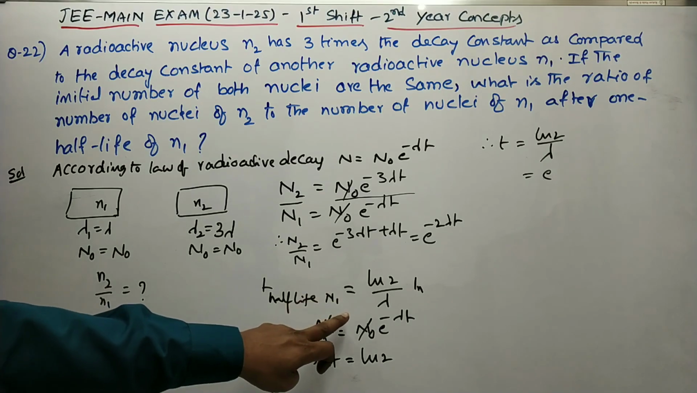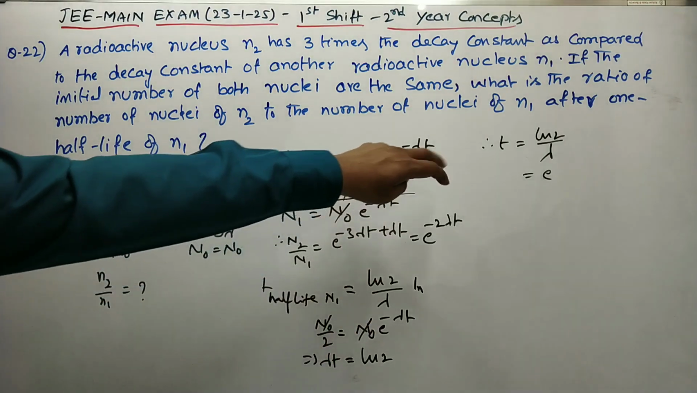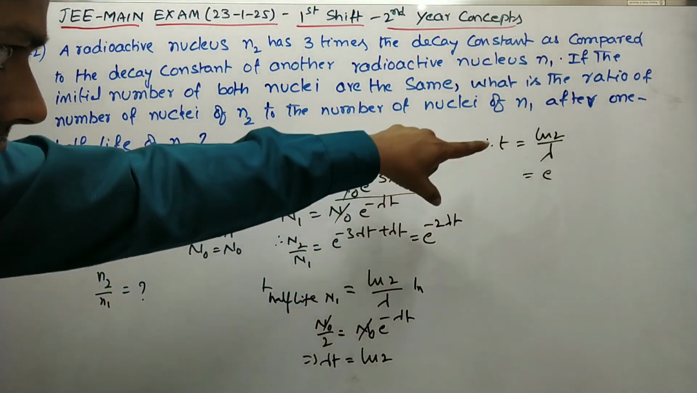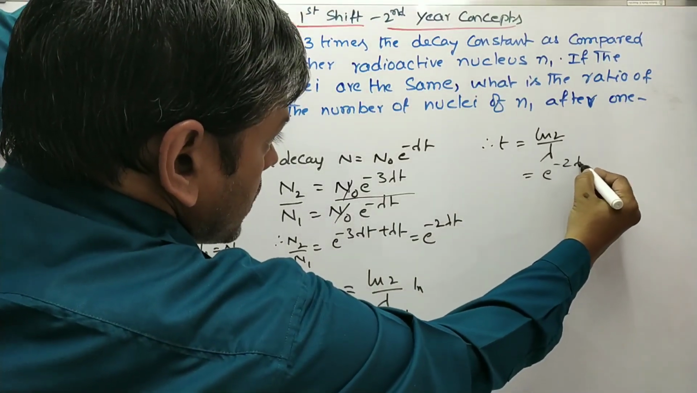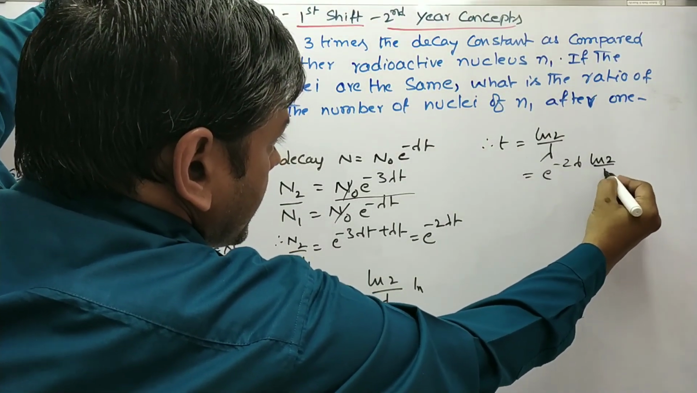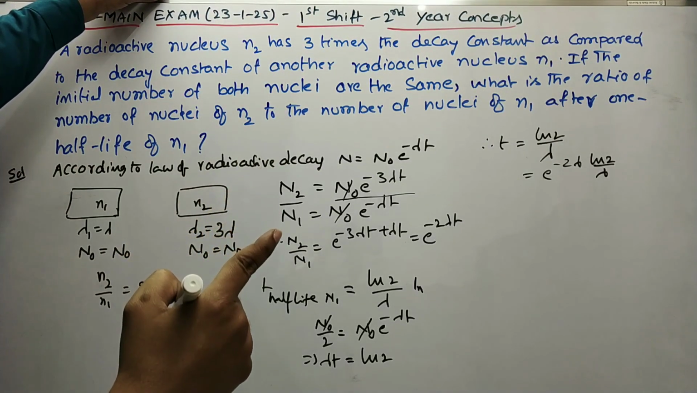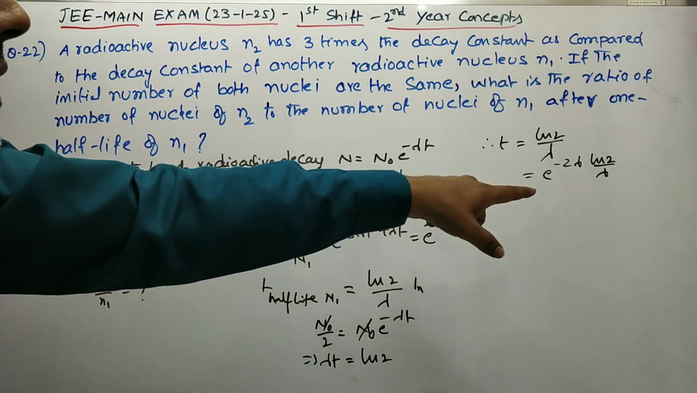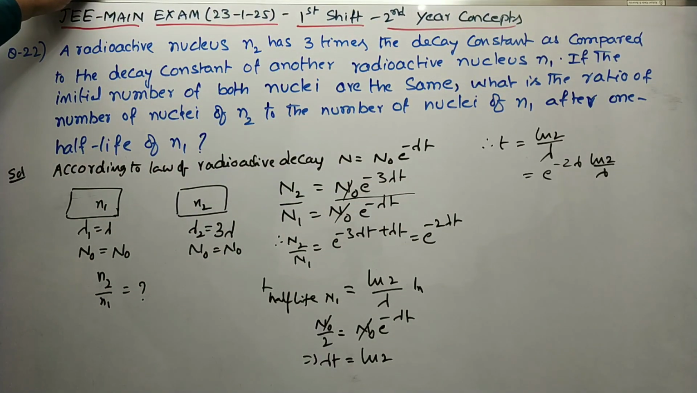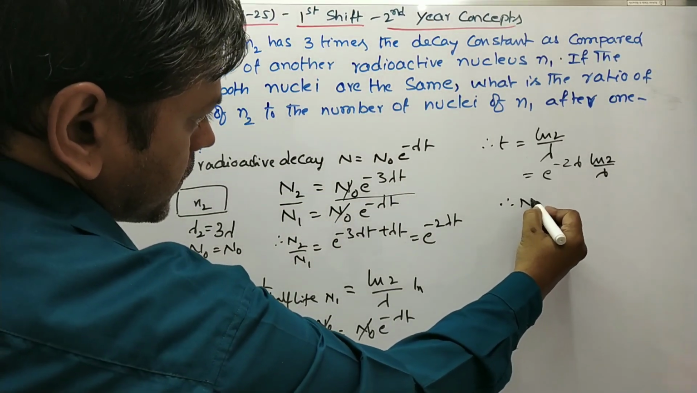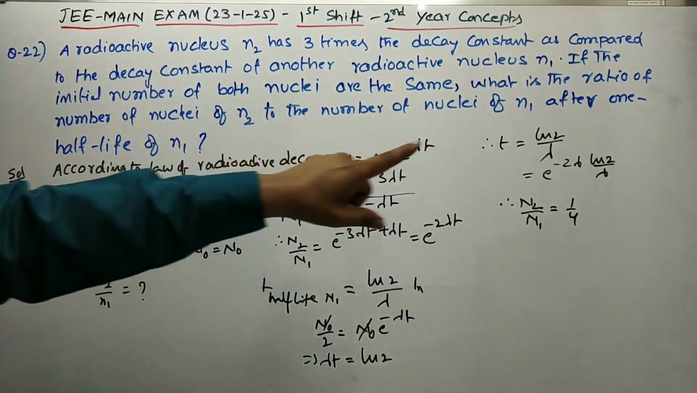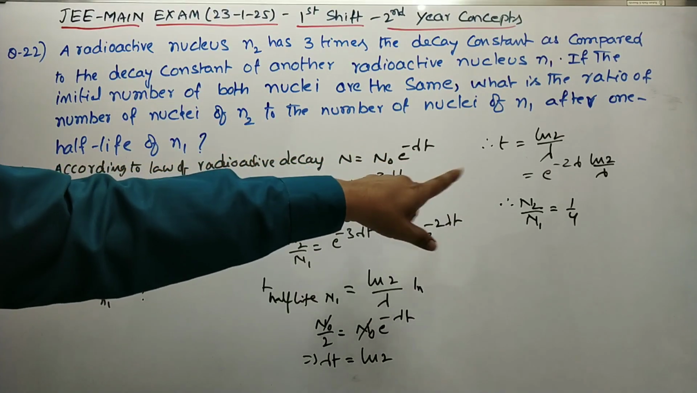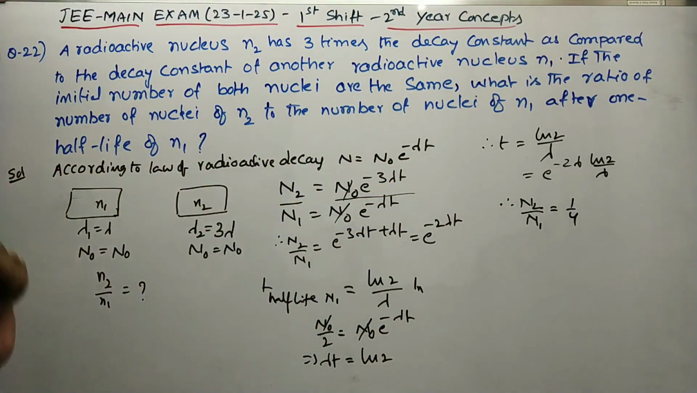Here t is equal to what? From this, t is equal to log 2 by lambda, which is equal to e power minus 2 lambda into log 2 by lambda, in place of t. Therefore, n2 by n1 is equal to what? 1 by 4. Why? Because log 2 is cancelled, lambda is cancelled. After 1 half-life period, 1 by 4. Okay, right. That's it. So this is the answer for this question.